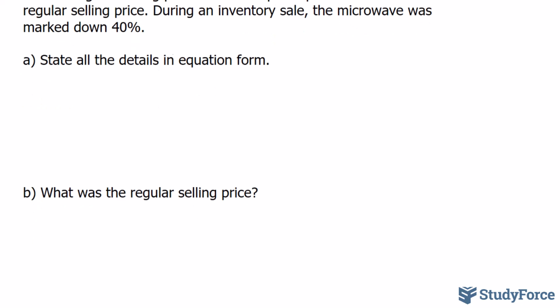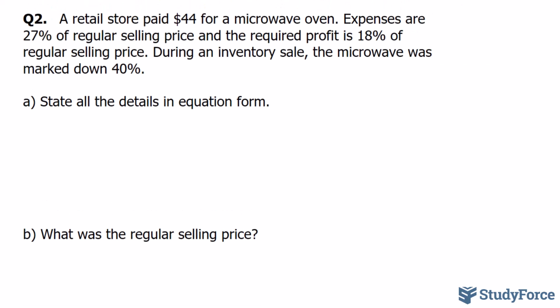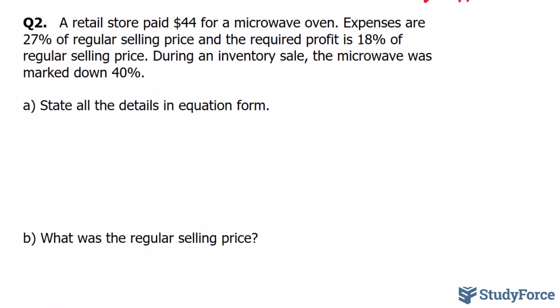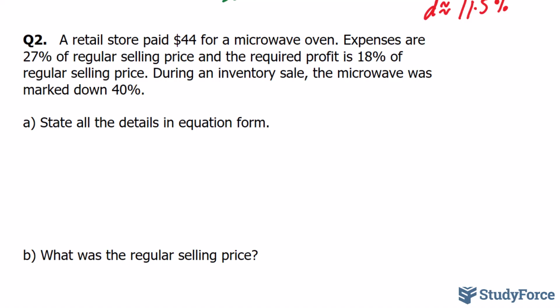So there are 4 parts that we need to answer, parts A through D, and in part A, state the details in equation form. In other words, state what has been provided in the problem. So if the retail store paid $44 for a microwave, that means the cost C is equal to $44. Okay, so that takes care of the first sentence.